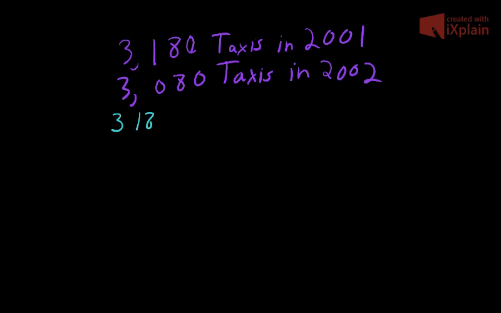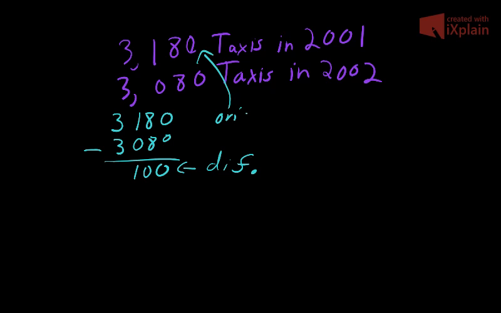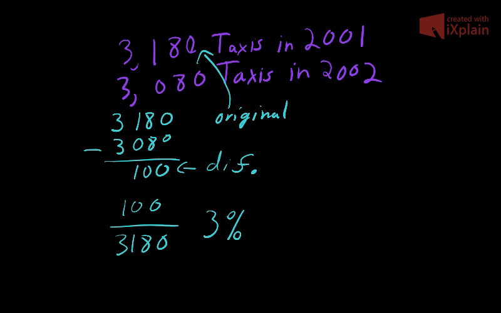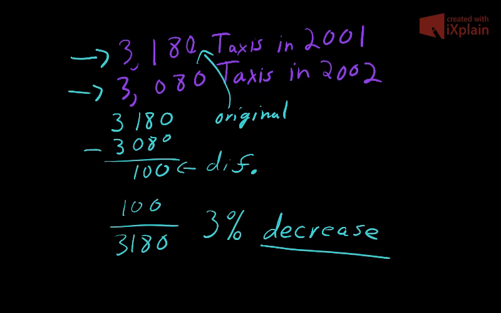So 3180 minus 3080 is 100. So that's my difference. Now I have to find the ratio of this number right here, my difference, to the original. So the original is up here. So to do that, it would just be 100 over 3180. And if I write that as a percent, it would end up being 3%. And we can notice it's decreasing, so we would say it's a 3% decrease because the number of taxis went down. So this number of taxis is less than that number. Number of taxis went down, so it's a decrease. And that is a 3% decrease.